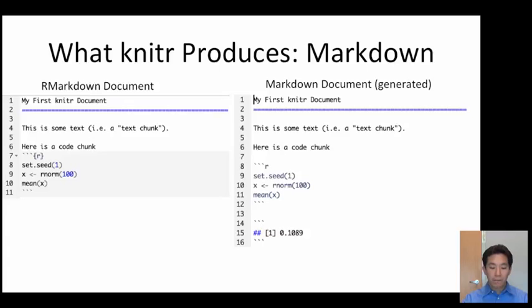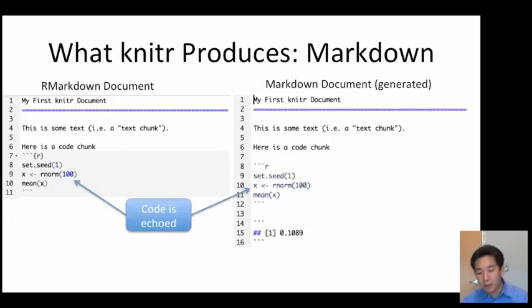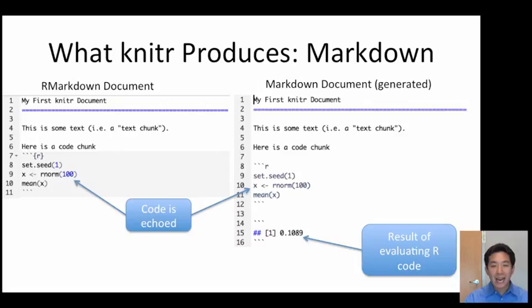So what happens here is that knitr takes your original R Markdown document, which we can see on the left here, and it processes it into a regular Markdown document. You can see that it takes your code and reproduces the code in the regular Markdown document. But in the Markdown document there's one extra piece, which is the result of the code, down here at the bottom. The result of evaluating the R code is added to the Markdown document after evaluating the R code.